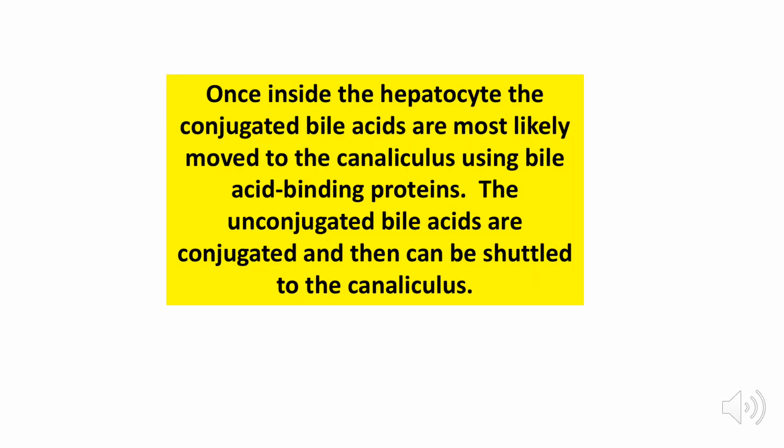Next, once inside the hepatocyte, the conjugated bile acids are most likely moved to the canaliculus using bile acid binding proteins. So you have proteins within the hepatocyte which bind these conjugated bile acids and take them directly to the canaliculus so that it can then enter. The unconjugated bile acids need to be conjugated first, so they're immediately conjugated and then they're shuttled, as their conjugated cousins are, to the canaliculus.